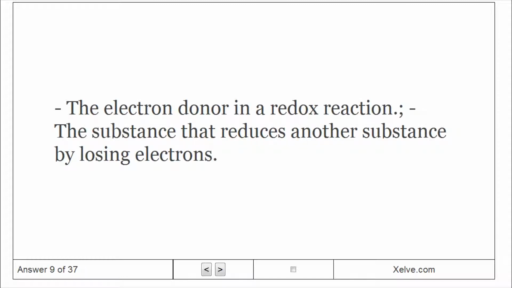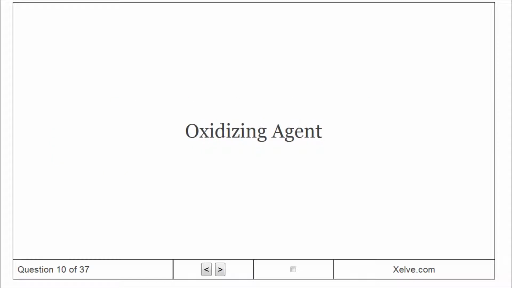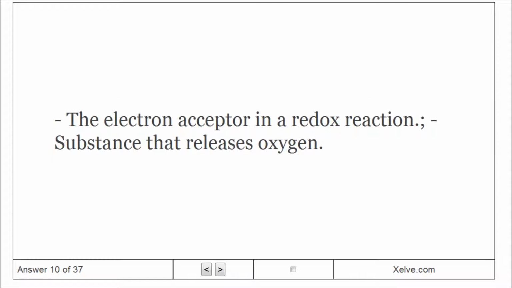Reducing agent. The electron donor in a redox reaction, the substance that reduces another substance by losing electrons. Oxidizing agent. The electron acceptor in a redox reaction, the substance that releases oxygen.